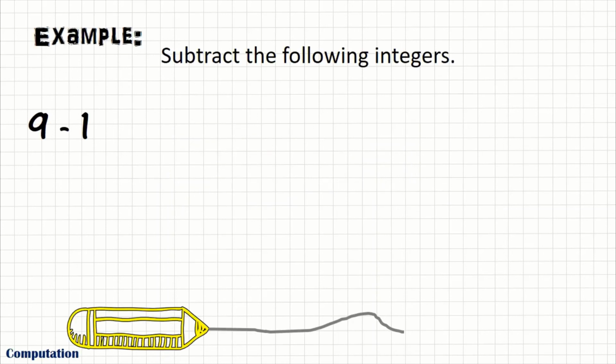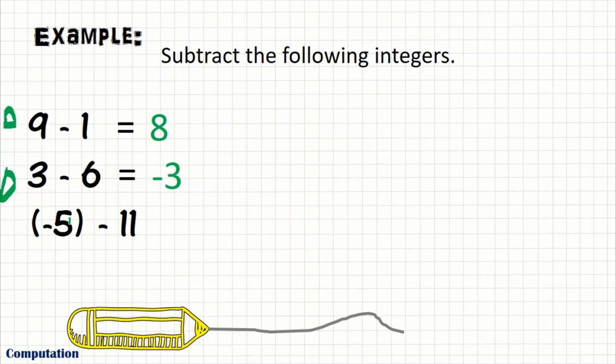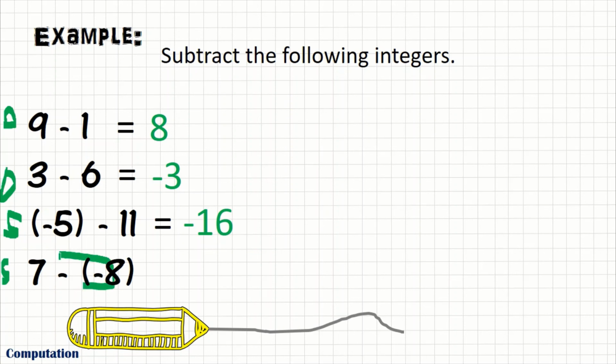9 minus 8, obviously, different sign. So, minus natin, the answer is 1. Next, 3 minus 6, different sign ulit tayo. So, the answer is negative 3. Negative 5 minus 11, yan ay having same sign. Pag same sign, therefore, negative 16. 7 minus negative 8, same sign yan. Dahil itong signs natin ngayon ay magiging plus. So, we have 7 plus 8 equals 15.